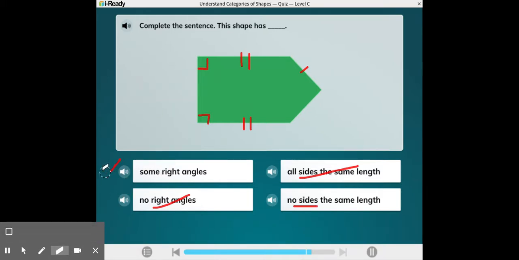So let me get rid of my marks here. I know it's not very exciting to watch me erase, but there's just no fast way to do it that I have discovered. So bear with me. All right, so we're going to select some right angles.